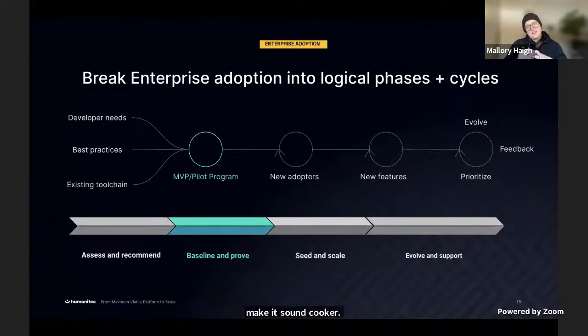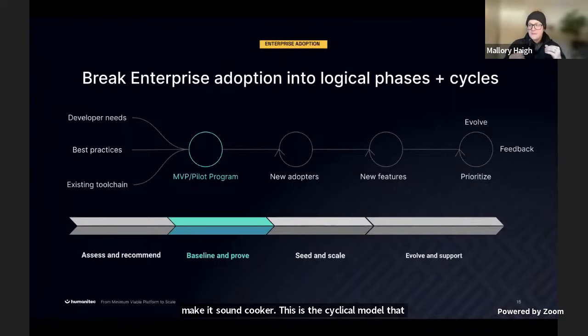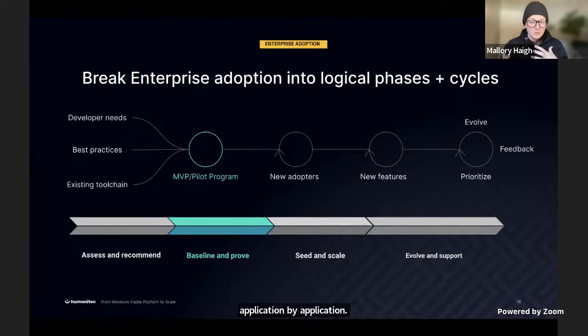This is the cyclical model that I'm talking about, and I think enterprise adoption has to work cyclically. Small and medium business adoption can work this way as well, but when you break things down into logical phases and cycles, it makes a lot more sense for a bigger organization than just trickling in application by application. So we have to start thinking a little bit bigger. And when you think bigger, cycles make the most sense.